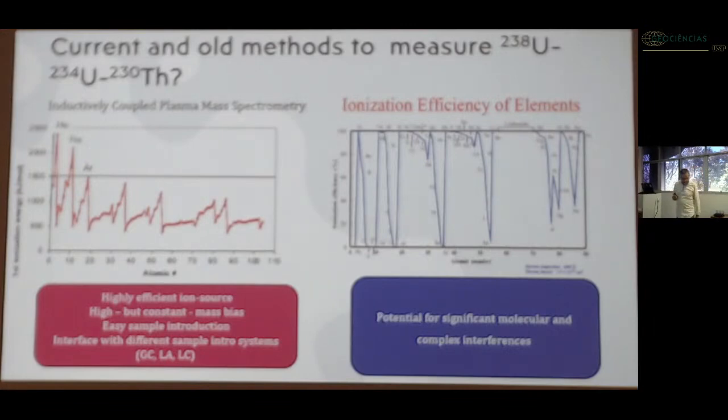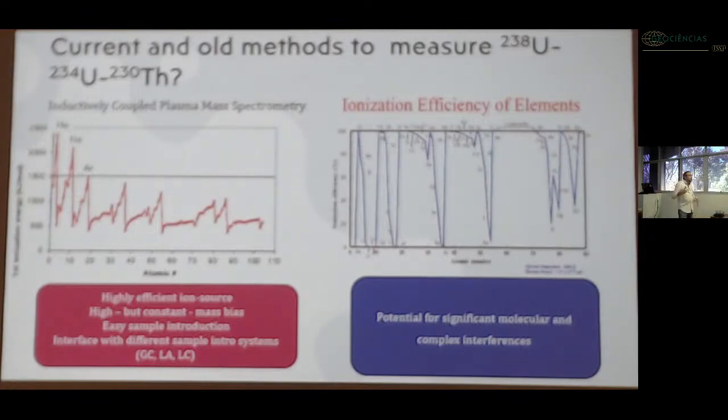Argon will take an outer electron out of pretty much all the elements in the periodic table. This is the ionization efficiency for all the elements. Most elements that are introduced to the plasma are ionized, sometimes around 100%. Some elements are not very effective, but are still ionized, depending on their ionization potential. So the plasma turns out to be a very efficient ion source.